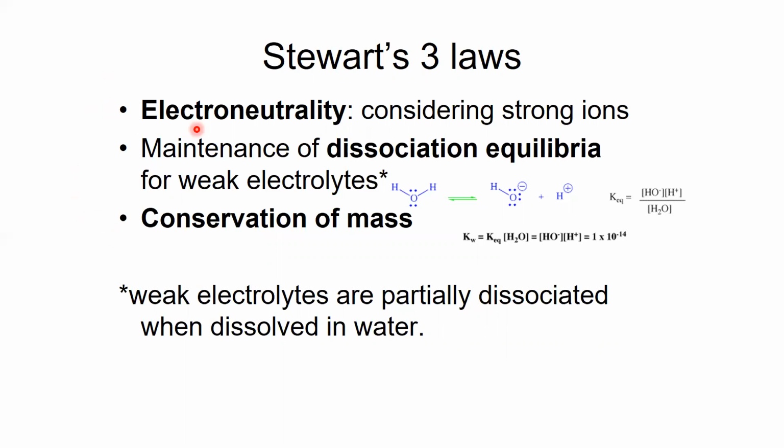And he did this by solving for electroneutrality, considering strong ions, maintenance of the dissociation equilibria. And that means that even water will dissociate in very, very small amounts at pH 7 to the hydroxide ion and hydrogen ion. So it can be explained by a dissociation constant, Kw, which you can see is very, very small, but it needs to be taken into account. And then also conservation of mass.